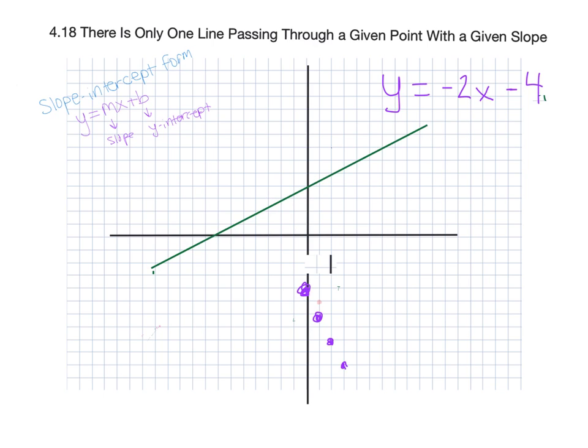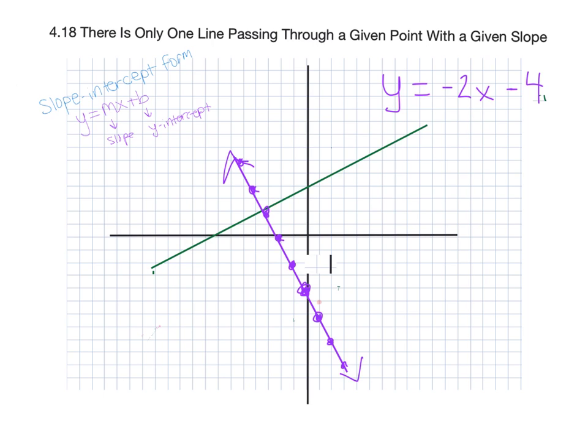Or I can also go up 2, back 1. Up 2, back 1. Just as long as my rise is 2 and my run is 1, I can go in either direction. Final step is let me connect them. And there we have it.